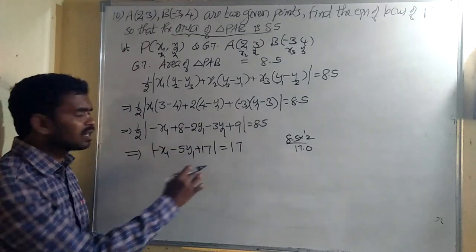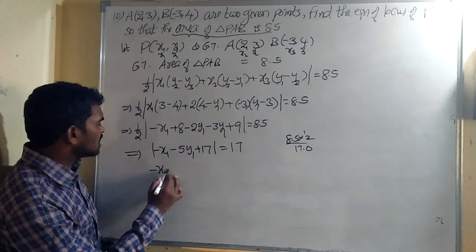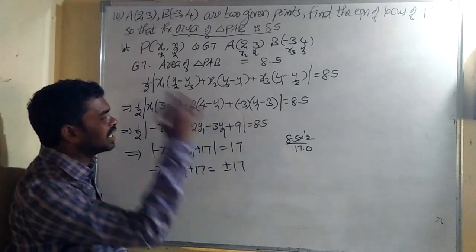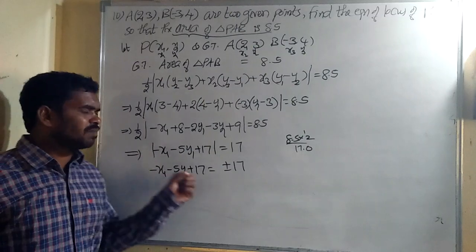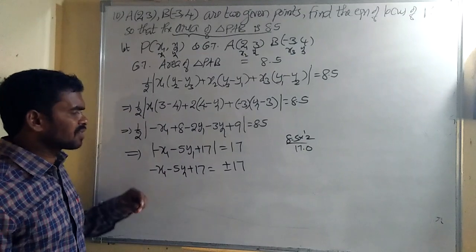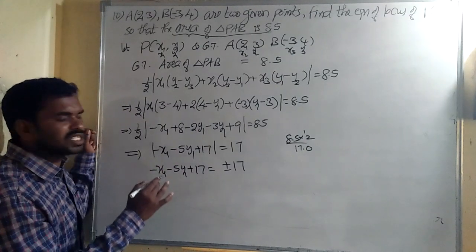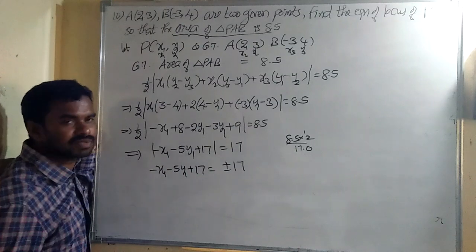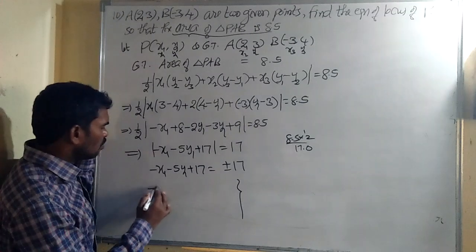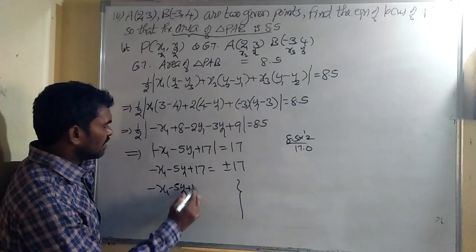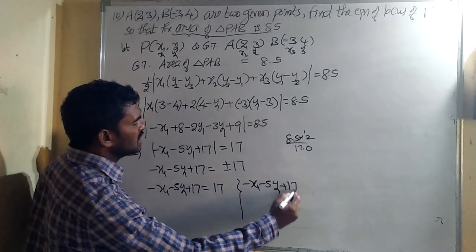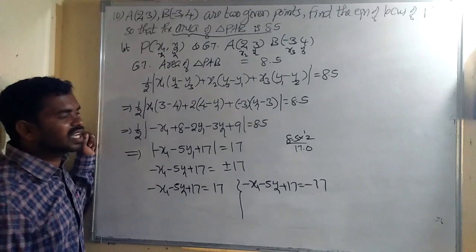Here modulus is there. So to remove modulus, we can write minus x1 minus 5y1 plus 17 is equal to plus or minus 17. Okay, this is the most important concept. We should not make any kind of mistake. Up to here anybody can do easily. From here also we have 2 more steps. One is plus 17, one is minus 17. So we can take minus x1 minus 5y1 plus 17 is equal to plus 17, and minus x1 minus 5y1 plus 17 is equal to minus 17. So 2 steps we can write.